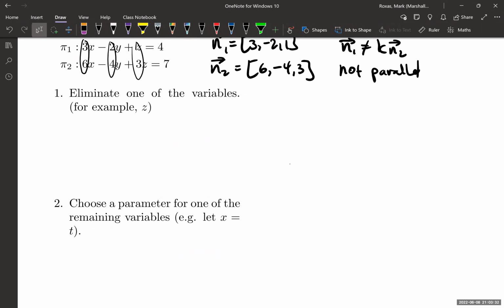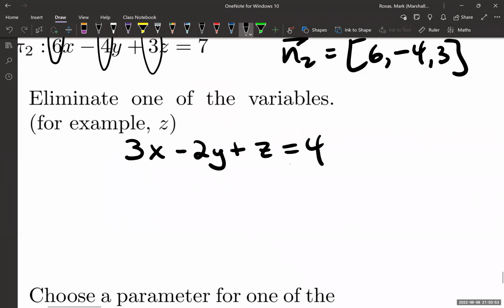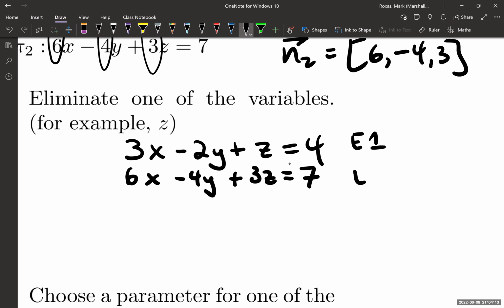Step one, eliminate one of the variables. So you're going to use elimination here. This is a set of equations, two equations with three unknowns. So I'm going to show you how this works when you have three unknowns, x, y, and z. I'm going to start by writing the first equation, 3x minus 2y plus z equals 4. The plus d on the left side is now on the right side as 4, so that's okay too. I'm going to write the second equation, 6x minus 4y plus 3z equals 7. Let's call that equation 1, and here is equation 2.